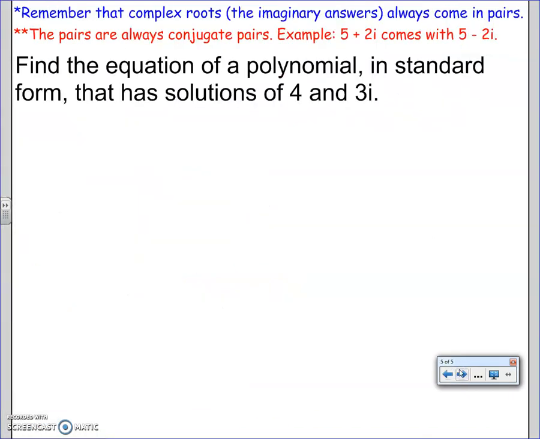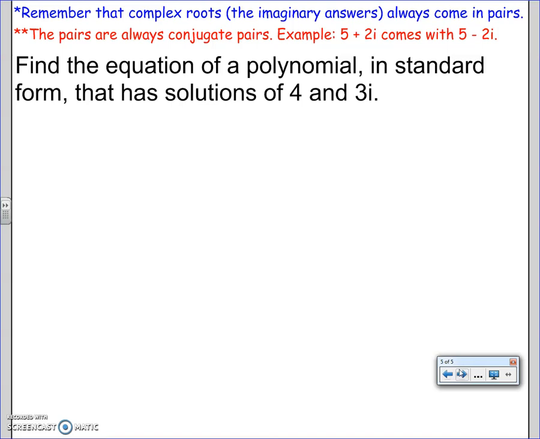It says, remember that complex roots always come in pairs. So the pairs are always conjugate pairs. For example, if you have 5 plus 2i as an answer, you also have 5 minus 2i as an answer. So here it says find the polynomial equation in standard form that has solutions 4 and 3i.